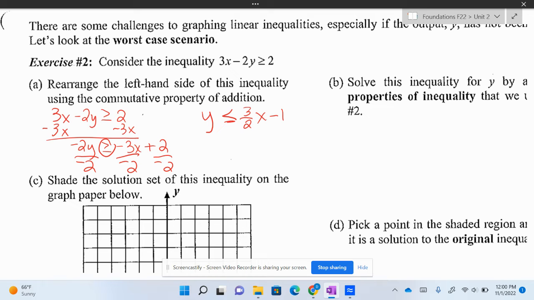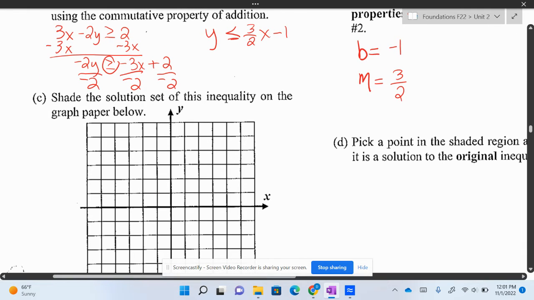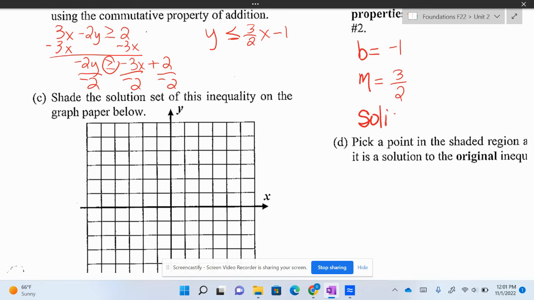So where am I going to begin? Begin at negative 1. What is my slope? 3/2. Okay, so let's graph that. Are we going to have a solid line or a dashed line? Solid. So begin at negative 1. I'm going to go up 1, 2, 3 over 1, 2. Up 1, 2, 3 over 1, 2. And I'm going to connect those with a solid line.